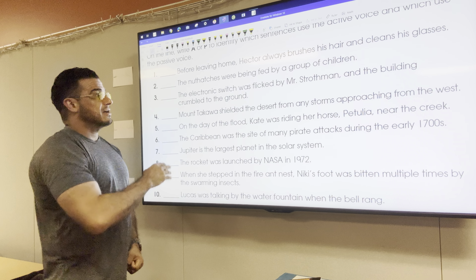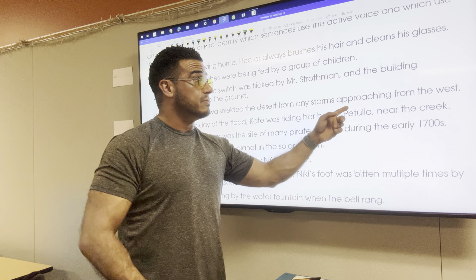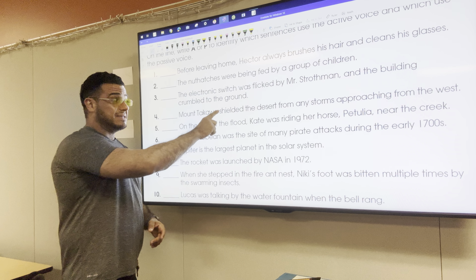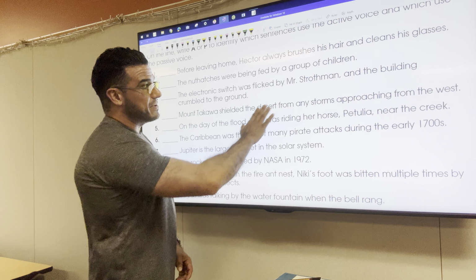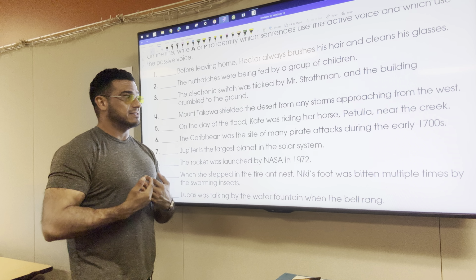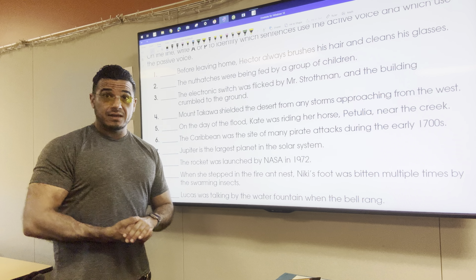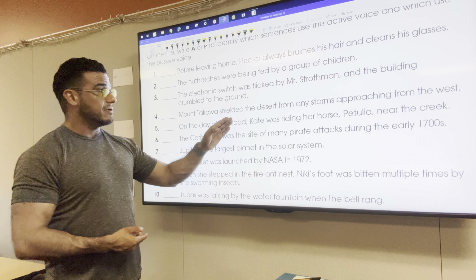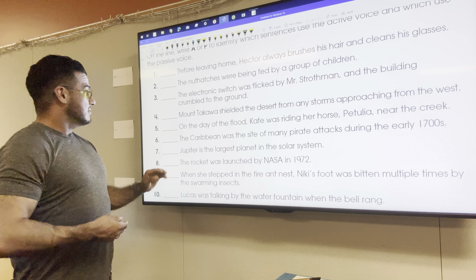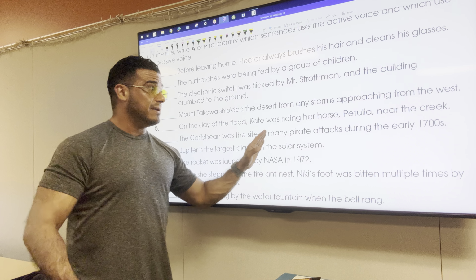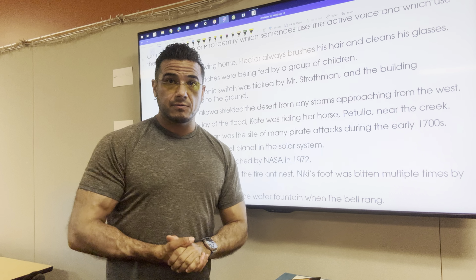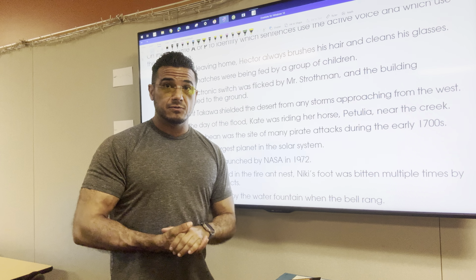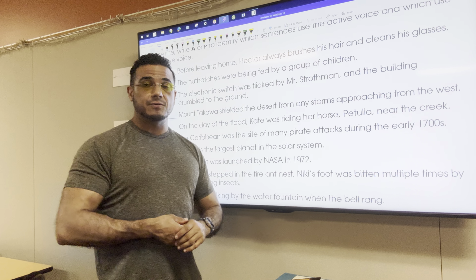Sentence number 4, Mount Takawa shielded the desert from any storms approaching from the west. Okay, our subject is Mount Takawa. It is directly shielding the desert from any storms that may approach from the west. Mount Takawa, even though it's an inanimate object, is still the one performing the action. It's directly involved. Therefore, it is active voice. Now, sentence number 5. On the day of the flood, Kate was riding her horse, Petulia, near the creek. Okay, Kate is the one directly riding the horse, Petulia. In that case, it's an active voice sentence.